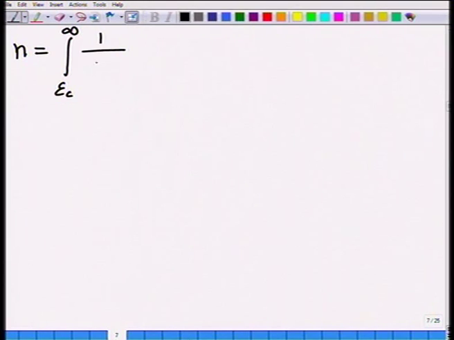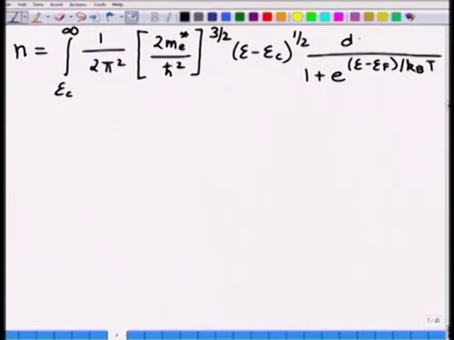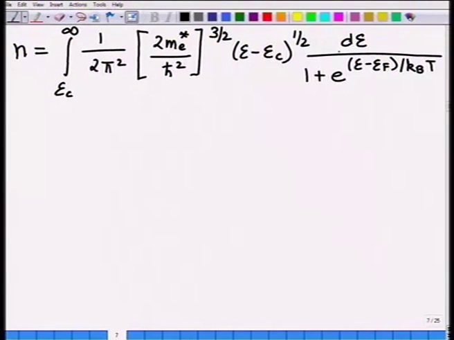So, let me substitute now GC. What is GC? 1 by 2 pi square, 2 ME star by H bar square to power 3 by 2, E minus EC to power half, and we are also going to use the Fermi function, 1 by 1 plus e to power E minus EF by KBT, dE. This is the integration we need to carry out, and we are going to get our answer.